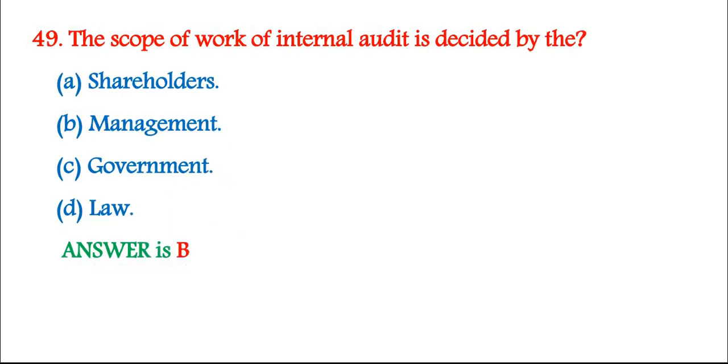49. The scope of work of internal audit is decided by the: A. Shareholders. B. Management. C. Government. D. Law. Answer is B.